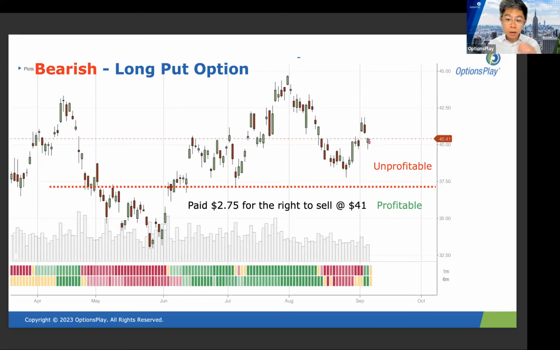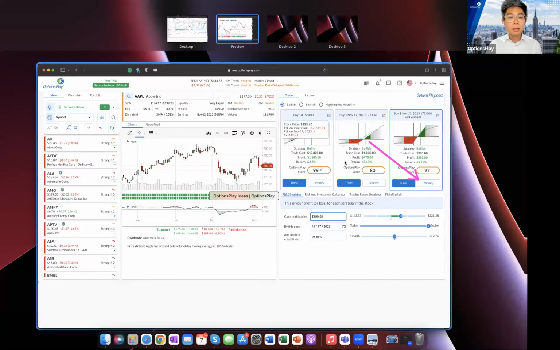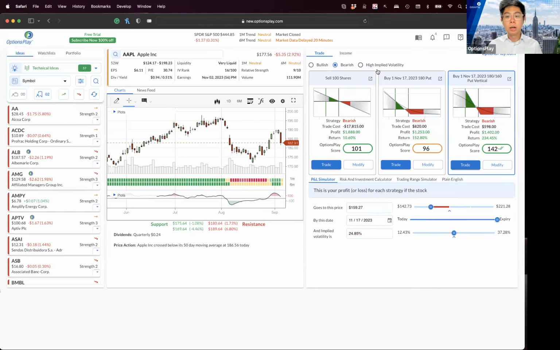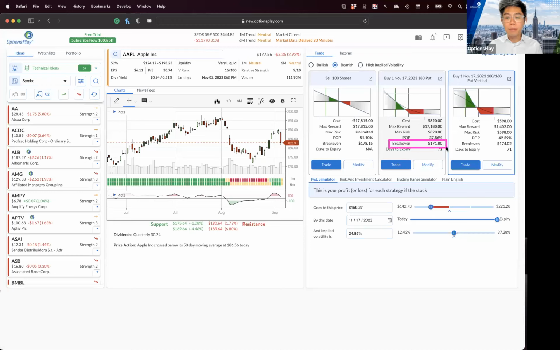But you also have many scenarios where you can get the directional view correct and still lose money on the trade. And if anyone can relate to that, please type 4 into the chat window, where you bought a call or a put, the stock moved in the direction that you expected to, and you still lost money on that trade. And it comes down to the fact that just because you're bearish is not a good enough reason to go out there and buy a put option. You have to take the time to look at the stock, click on, if you're using OptionsPlay, click on bearish, look at the put option that's being suggested, and make sure you understand the break-even price.